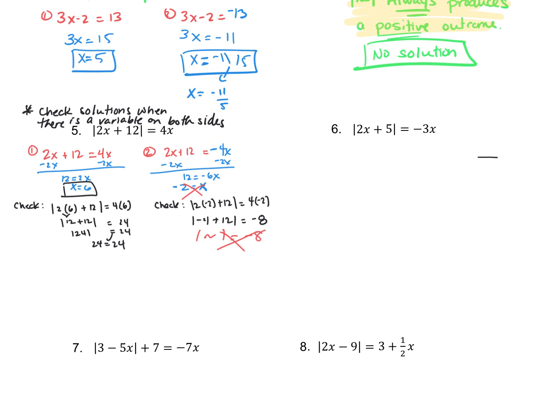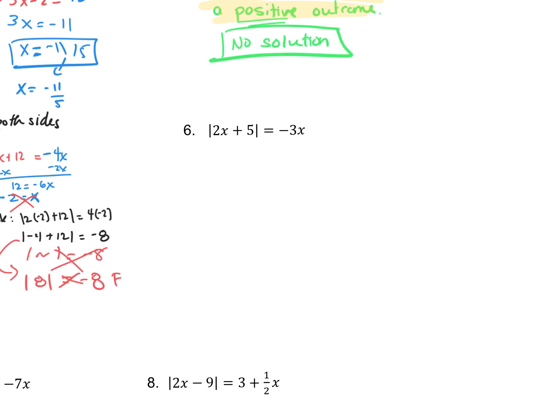Now, let's say that you didn't see that and you just went along. -4 plus 12 is a +8. So the absolute value of a +8, does that equal -8? No. So this is false. So it's still, that does not work. So x equals 6 is your only solution.